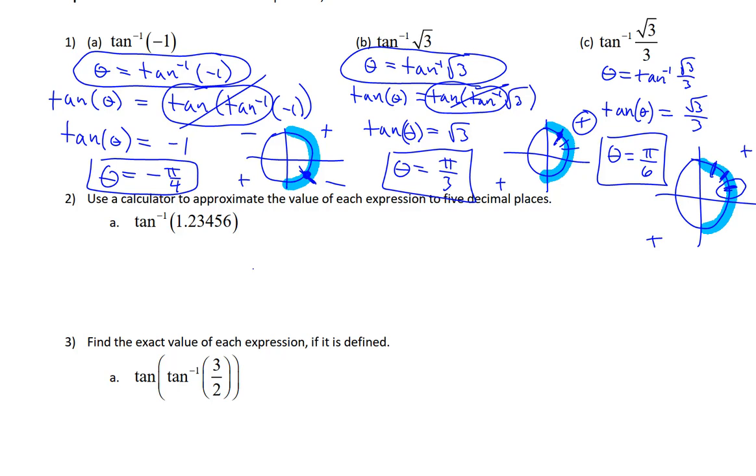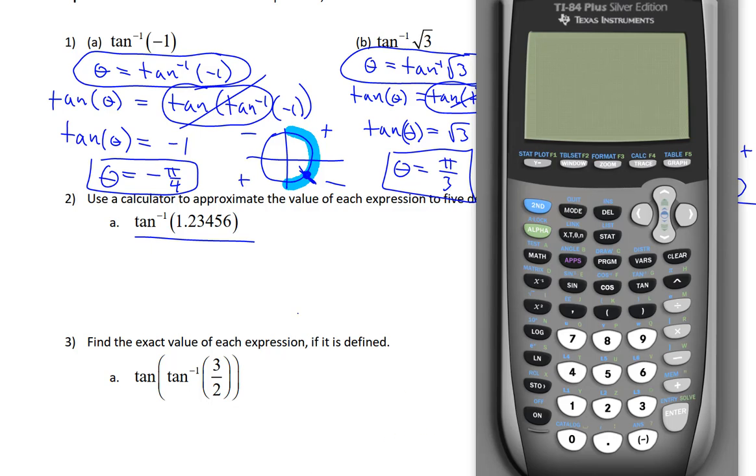Okay, next our example says use a calculator to approximate the value of each expression to 5 decimal places. And the expression given is tangent inverse of 1.23456. Okay, well, let's take out a graphing calculator and find that. You can easily type in this type of expression. So we'll go ahead and turn on our calculator, and notice that where the trig buttons are, as we've seen before, you have sine, cosine, and tangent. Above the tangent button says tangent with a little -1. That's your tangent inverse button.